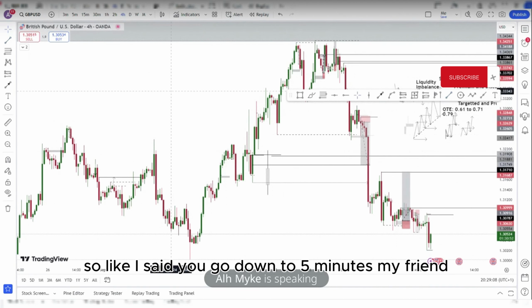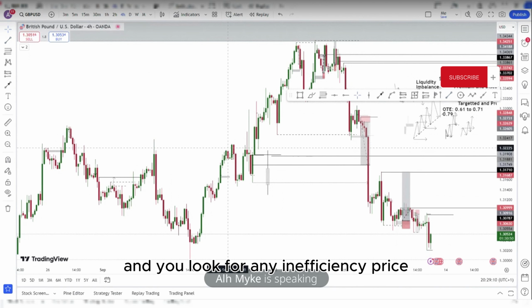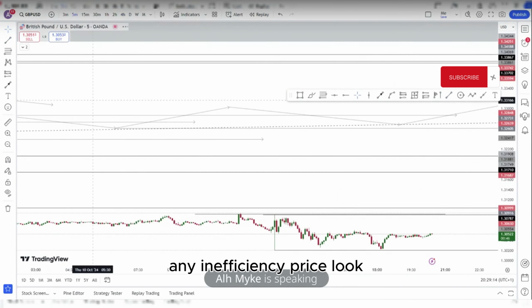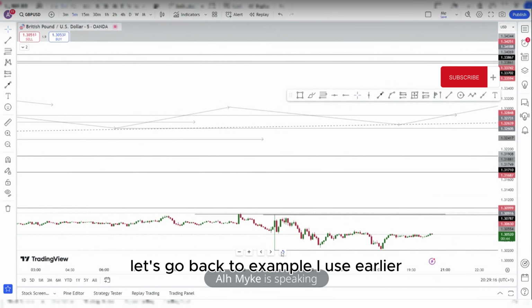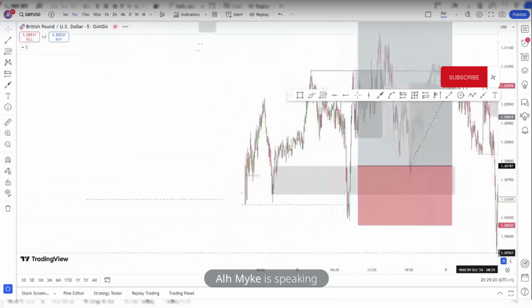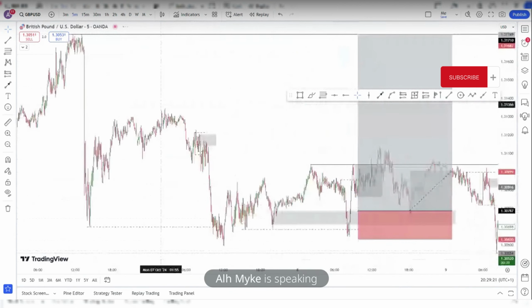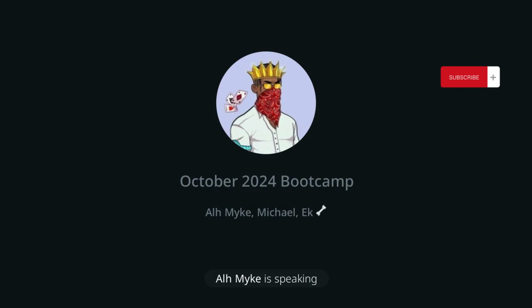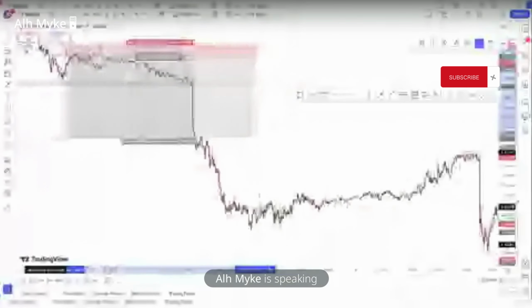So like I said, you drop down to the 5 minutes time frame and you look for any inefficiency in price. Any inefficiency in price level. Let's go back to the example I used earlier. Right, so there was an example I used. Where is it? This is the example here. This was the example I used.